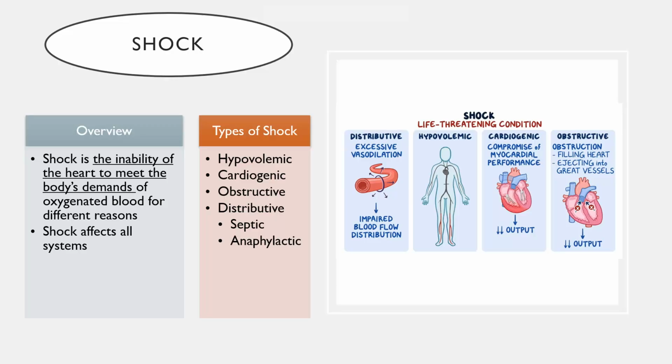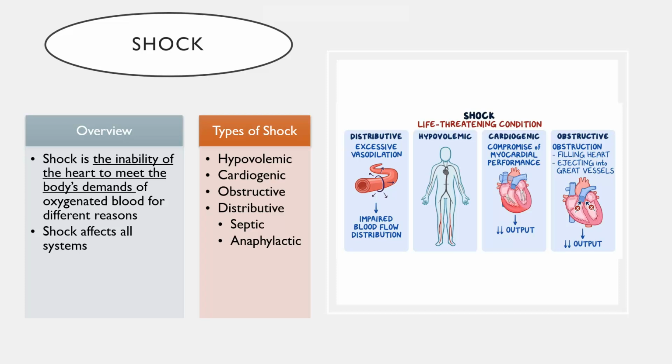All right, so Unit 8, this is your shock, and we're going to talk about multiple types of shock. So, what is shock? It is the inability of the heart to meet the body's demands for oxygenated blood, and it could be due to a variety of reasons. We may have talked about shock previously, but ultimately, it is the lack of oxygenated blood getting to the tissues. It is going to affect multiple organs, multiple tissues, pretty much the whole body.